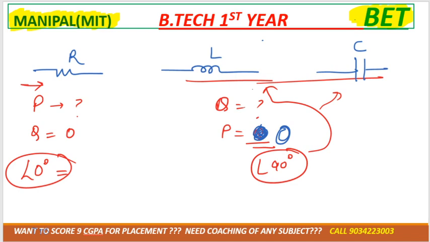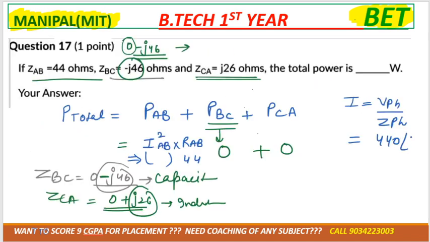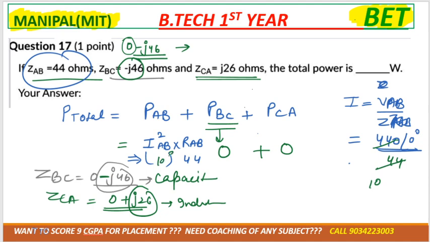So it's a resistive load, so we can consider 440 angle 0, and ZAB is how much? Or you can write it as VAB divided by ZAB. VAB is 440 angle 0, ZAB is 44, so the current is how much? 10 ampere. So it would be 10 squared times 44. So the final total power is 4400 watt. This is your final answer.